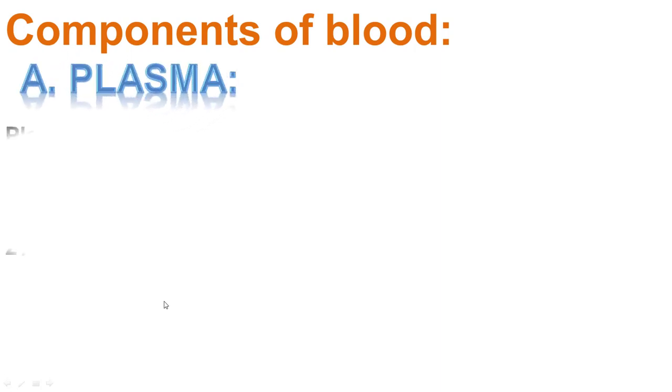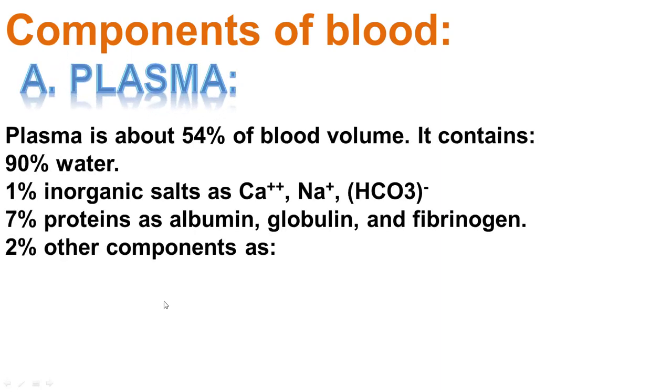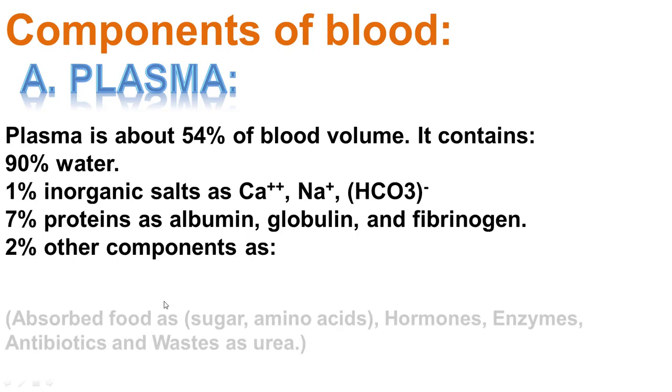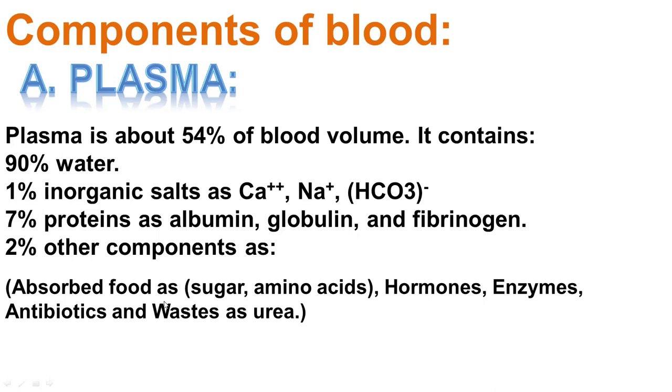Components of blood. Blood consists first of the liquid part, plasma. Plasma is about 54% of blood volume. It contains 90% water, 1% inorganic salts such as calcium, sodium, and bicarbonate, 7% proteins such as albumin, globulin, and fibrinogen, and 2% other components such as absorbed food like sugar, amino acids, hormones, enzymes, antibiotics, and wastes such as urea.